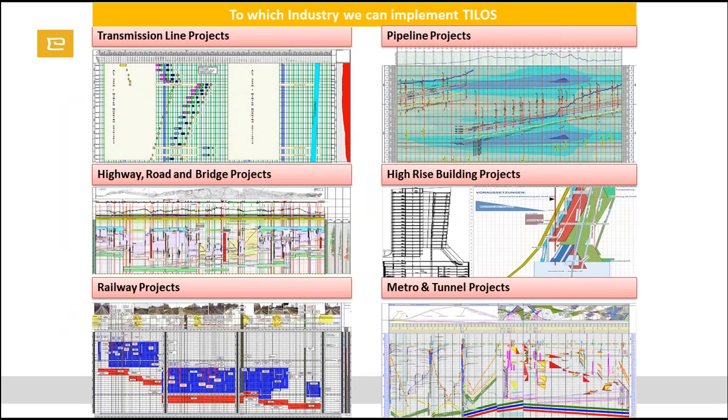In which industries can we implement TILOS? Here are some examples. Actually, this is a real project which we have done. Examples are transmission line projects, pipeline projects, highway, road and bridge projects, high-rise building projects, railway projects, and metro and tunneling projects.